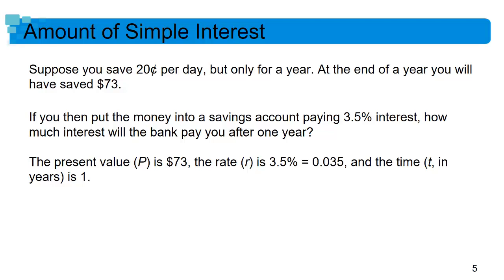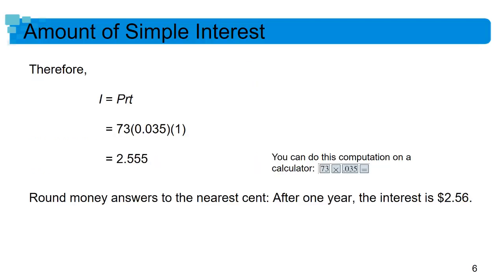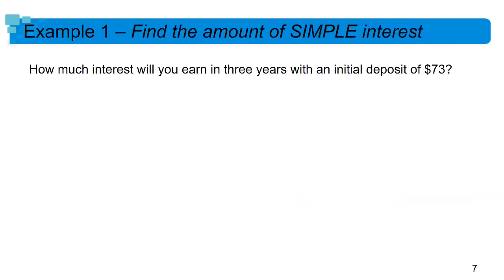Well, our present value is 73. Our interest rate is 3.5% or 0.035, right? Always as a decimal. And then the time, always in years, is just going to be 1. Very simply, you plug everything in, throw it into the calculator, and round to the nearest penny, right? You're always going to round these answers. Anytime you're dealing with money, you always round to the nearest cent. And you'd make $2.56 in interest, and you'd be rich beyond your wildest dreams, right?